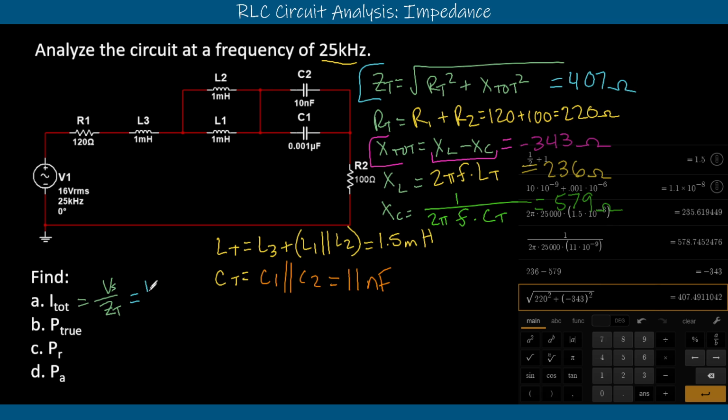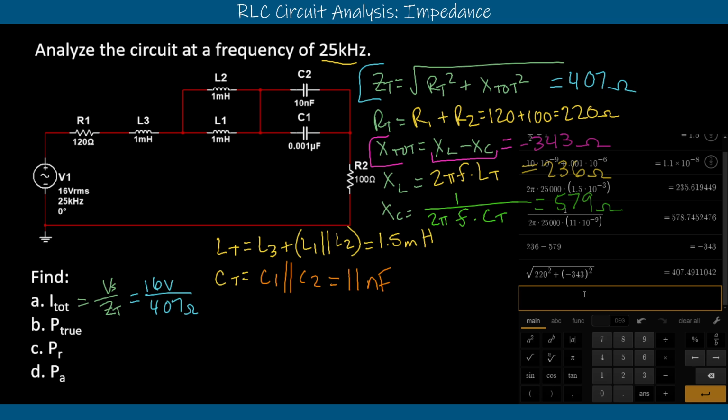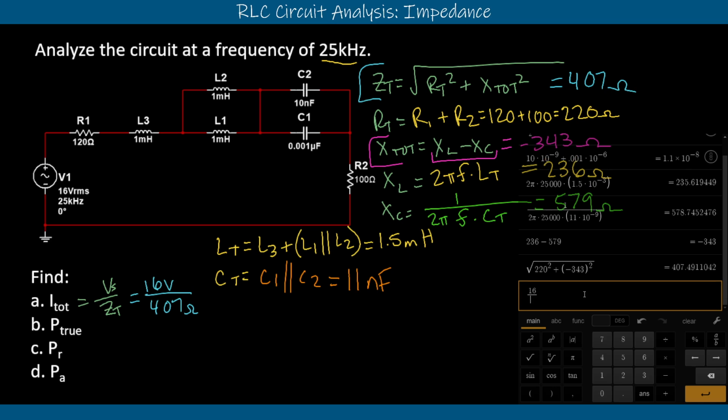So our voltage source is 16 volts, and we'll divide that by our Z total that we just found. That's 407 at an unknown angle value. We're going to leave that off because they didn't give us an angle for our voltage either. So that's 16 divided by 407. So we've got a current of 39.3 milliamps. Right? That's the total current for this circuit. But we need to know the true power, the reactive power, and the active power. And so that's going to be different values for each.